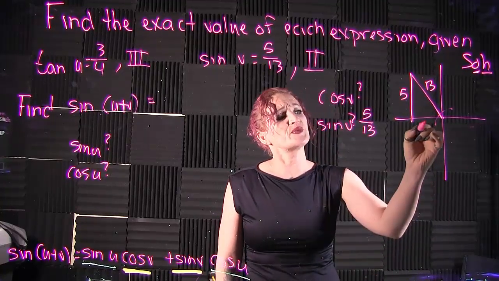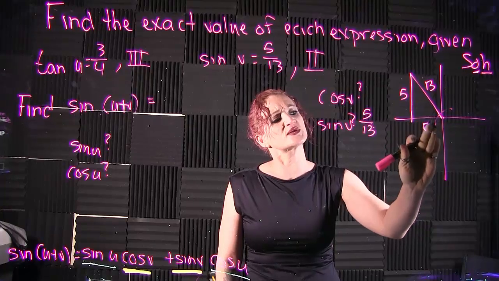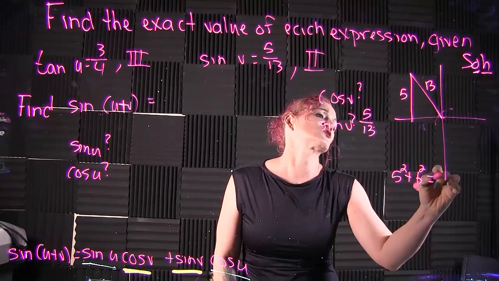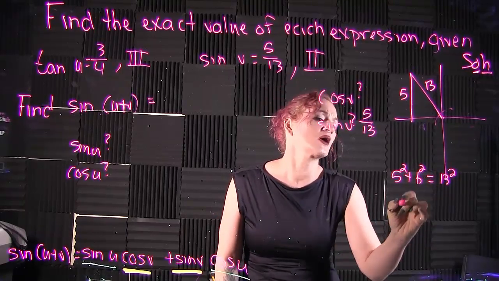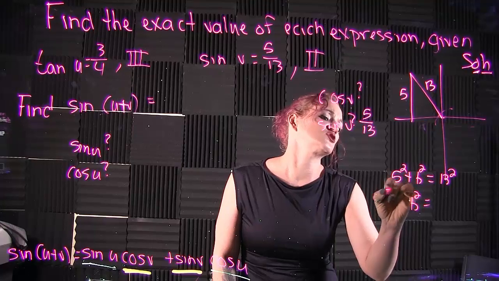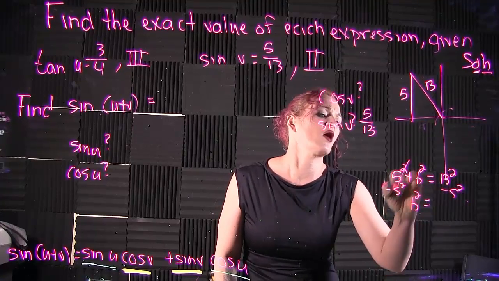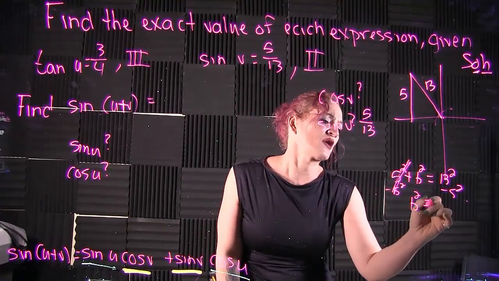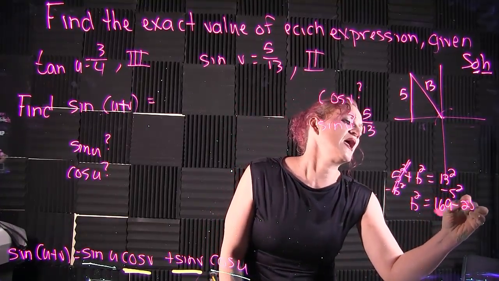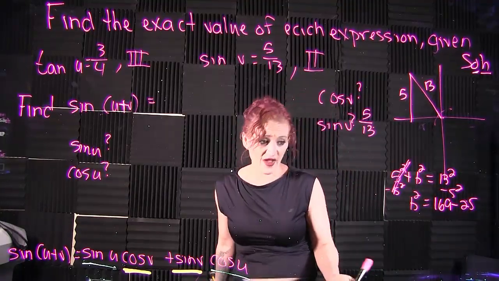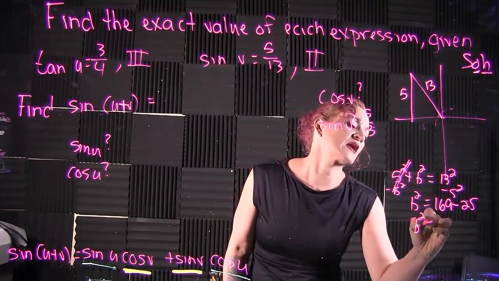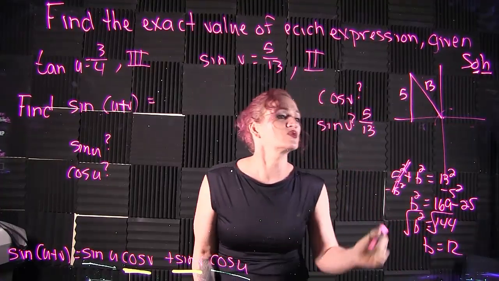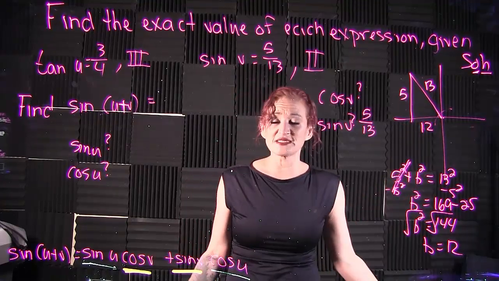We're going to use Pythagorean theorem to figure out what our b is, what this length is right over here. That means we're going to have 5 squared plus b squared is equal to 13 squared. So b squared is equal to, if we subtract that 5 squared on each side, 13 squared minus 5 squared. Right, 13 squared is 169 and 5 squared is 25. When we subtract that, we get b squared is equal to 144. And when we take the square root of each side, we get that b is equal to 12.